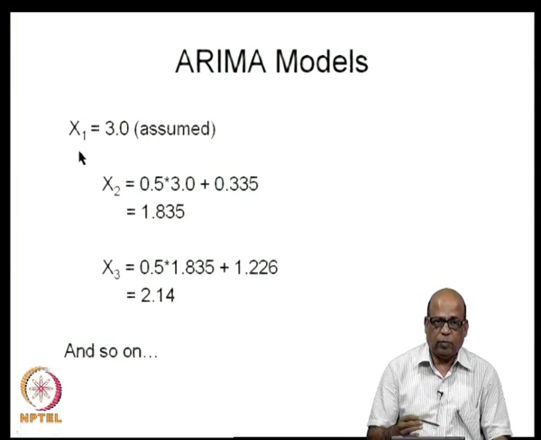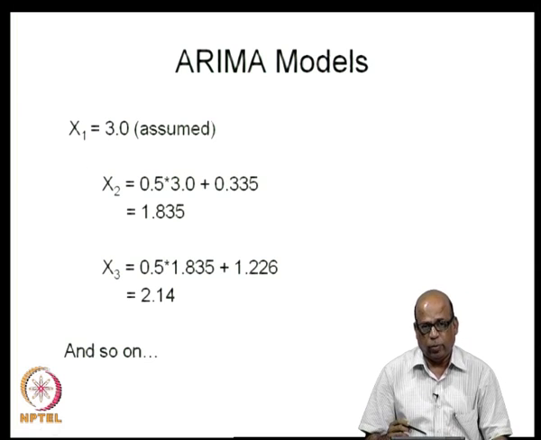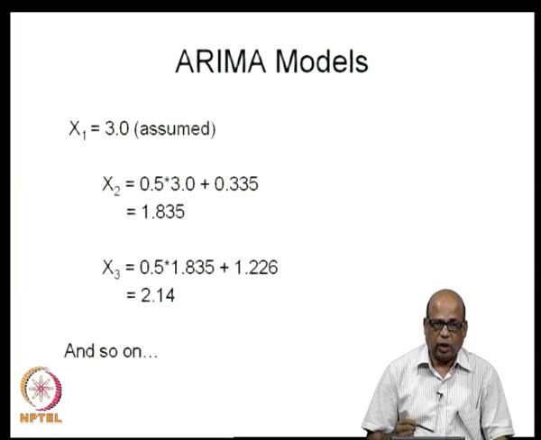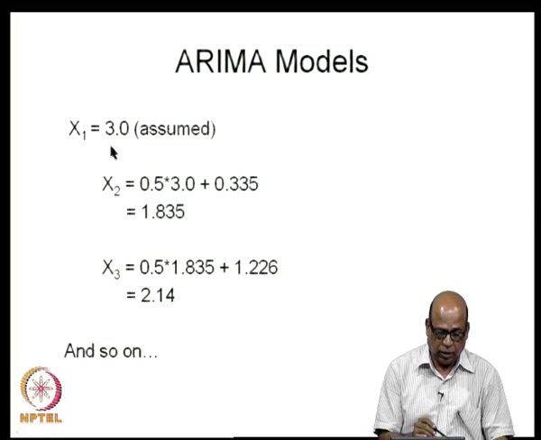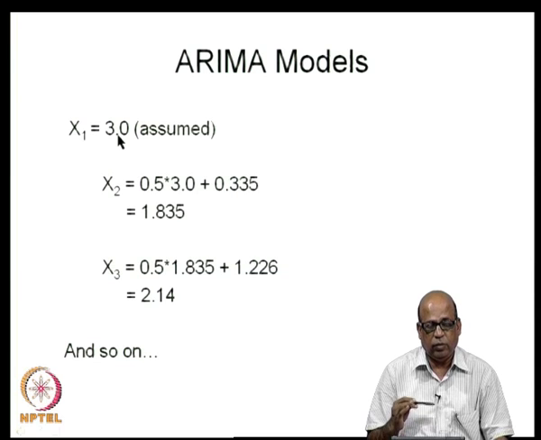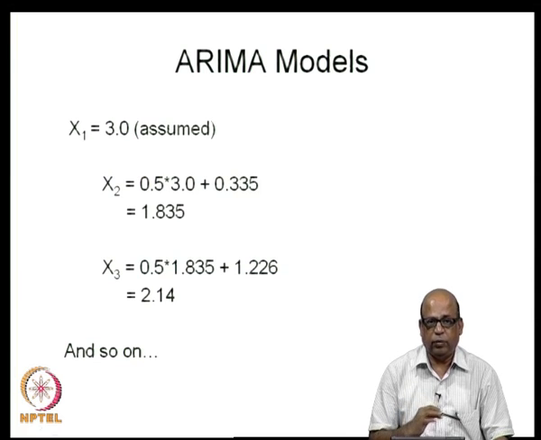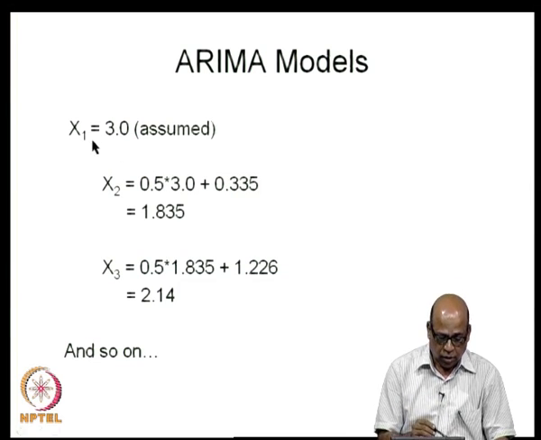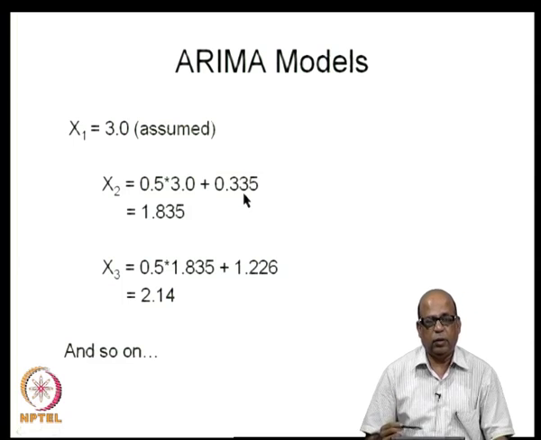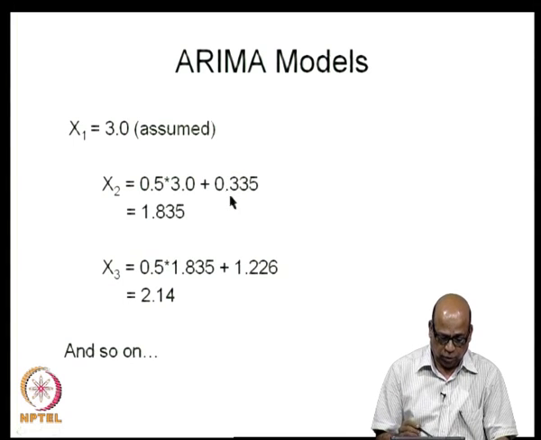To start the generation process, as we did in the Thomas Fiering model case, we start by assuming an initial value. Let us say x 1 is equal to 3.0. Typically, this is assumed to be the mean of the series itself. Then x 2 I write as 0.5 into x t minus 1, which is x 1 in this case, plus the E t term. Now, these E t terms I may be choosing from the standard normal deviates. So, 0.335. So, I get x 2 as 1.835.